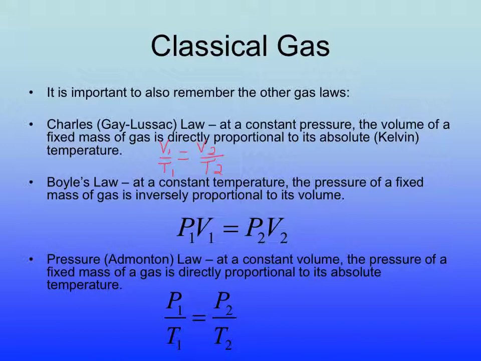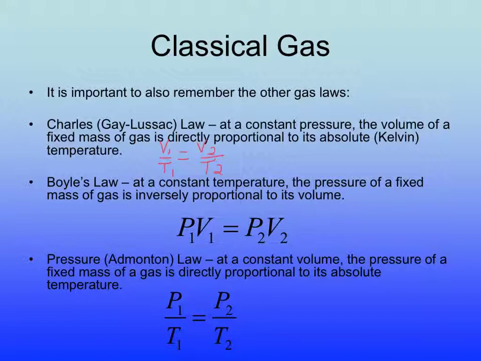The second one, Boyle's law, talks about what happens at a constant temperature. If the temperature is fixed and we change the volume, we change the pressure. If we increase the volume, we decrease the pressure. If we decrease the volume, we increase the pressure. And that's our P1V1 equals P2V2. And then the final one is the pressure law, which simply says that at constant volume, if we change the temperature, we change the pressure, and this is again directly proportional. So if we increase the temperature, we increase the pressure.